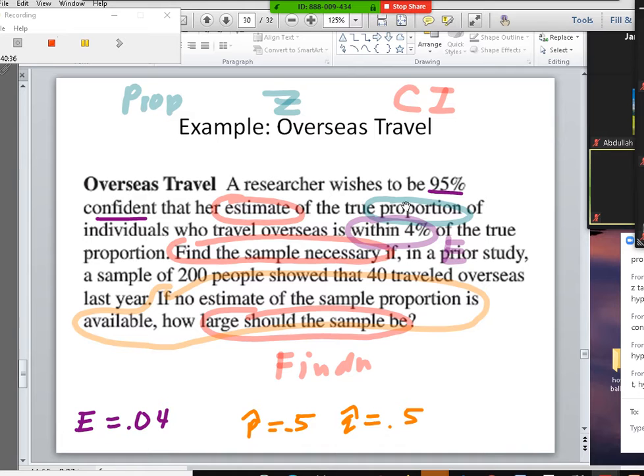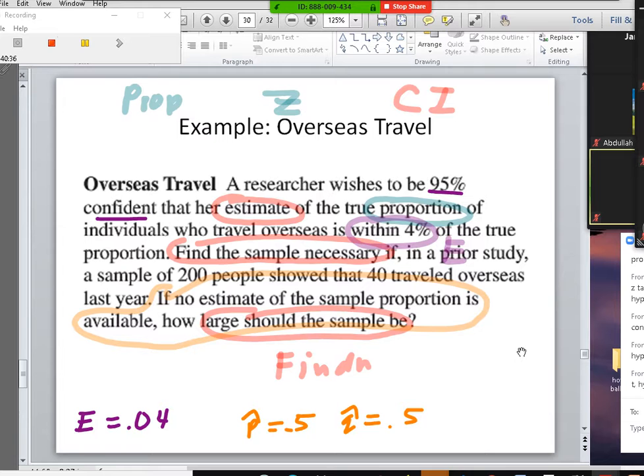Right, so it's a proportion, right? So it's a z distribution, and it's a confidence interval because it says estimate. You guys see where it says estimate? So that means it's a confidence interval. However, there's a question. So a lot of you guys pointed out, it's a find n problem. Find the sample necessary. How large should the sample be?